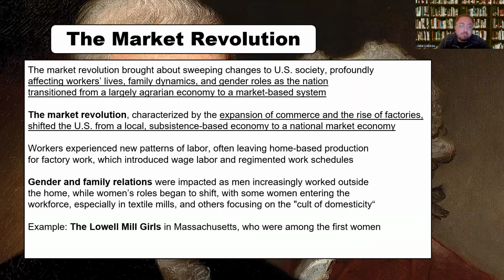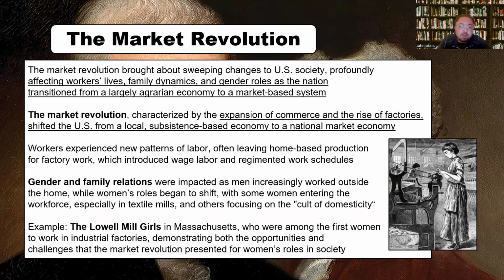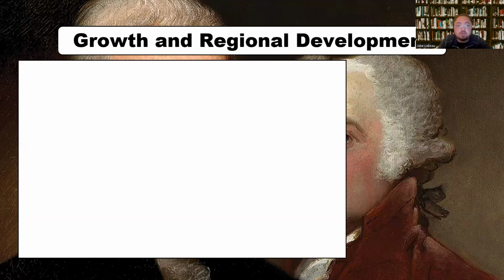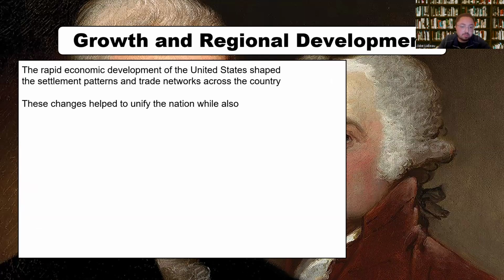So let me give you this example here. The Lowell mill girls in Massachusetts, who were among the first women to work in industrial factories, demonstrated both the opportunity and challenges that the market revolution presented for women's roles in society. All right, so they're going to participate, but there's going to be some challenges, and we'll continue to learn about what those are. All right, we'll finish here with a few more.